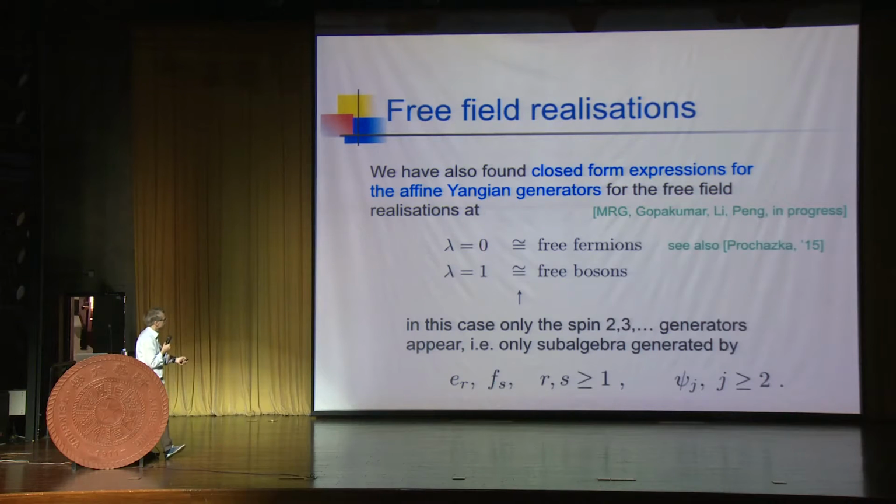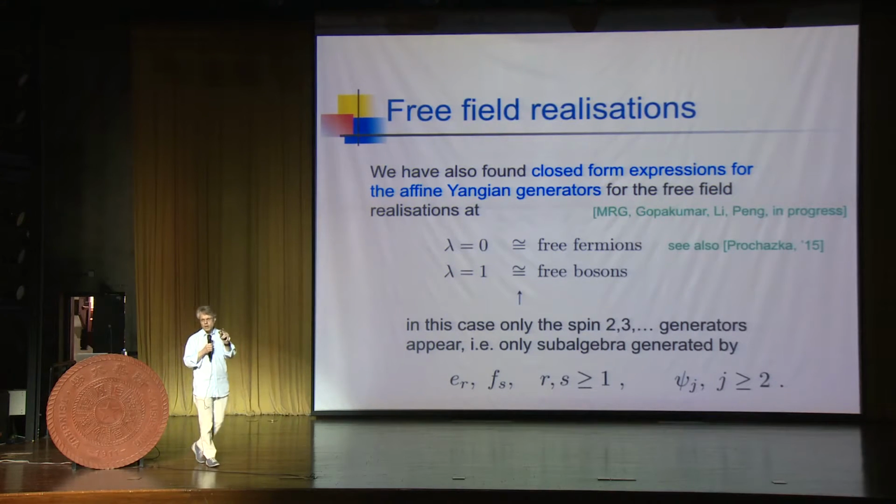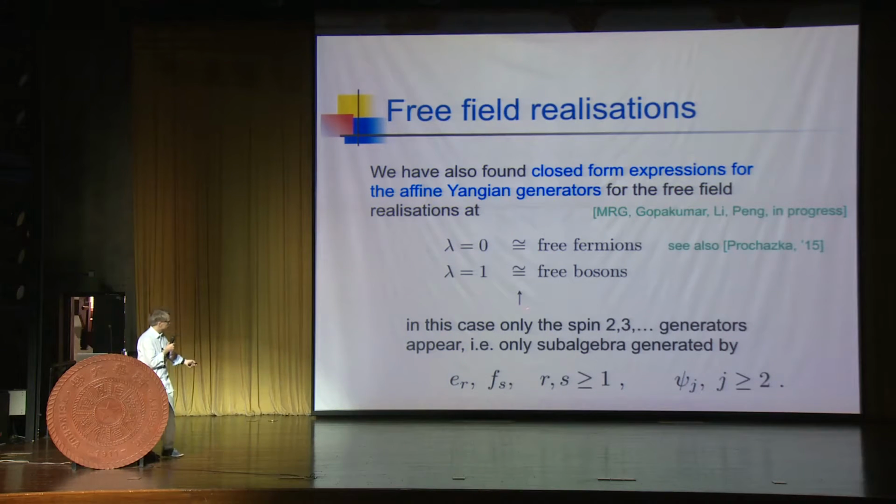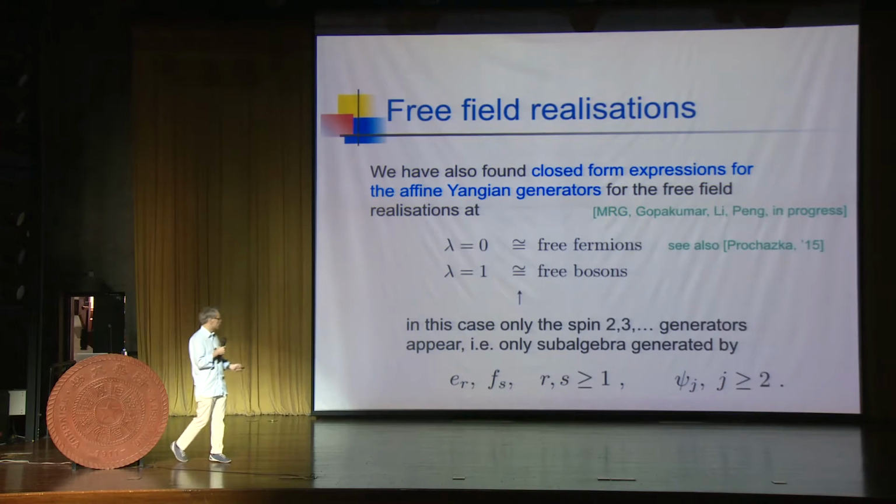I should also say we've checked other parts. We've checked there's a free fermion realization of the theory at lambda equal to 0. There's a free boson realization of the theory at lambda equals 1, except the free boson doesn't give you the spin 1 piece. It only gives you the W infinity algebra, and correspondingly in that case you only need these generators of the affine Youngian to describe the free boson type generated algebra.